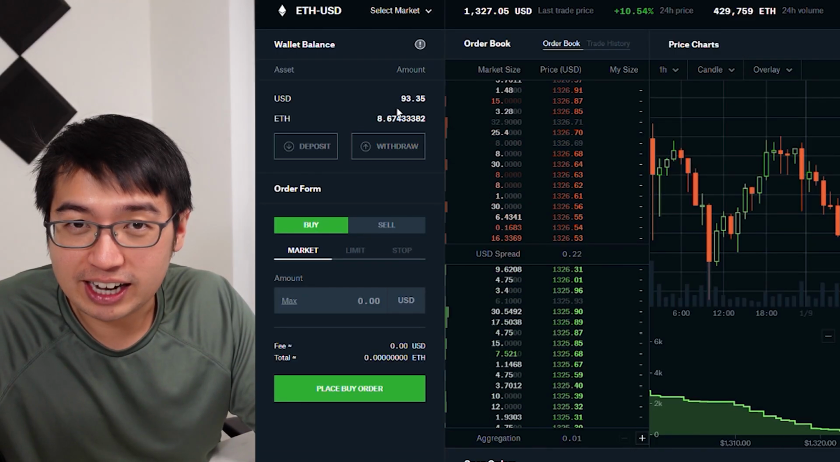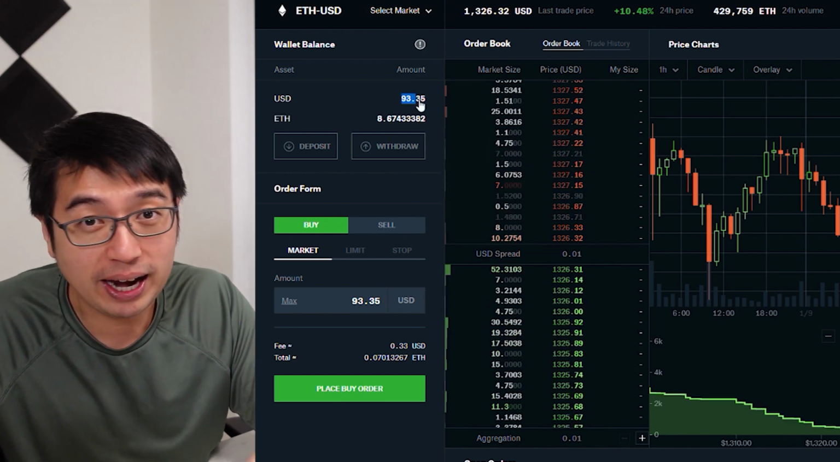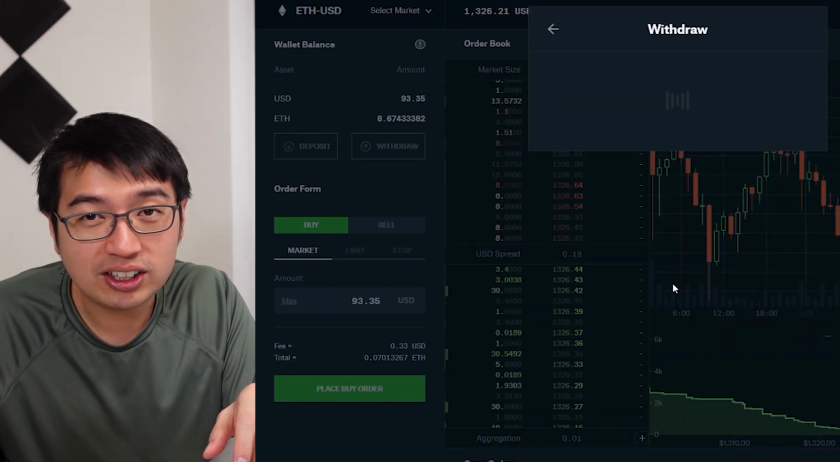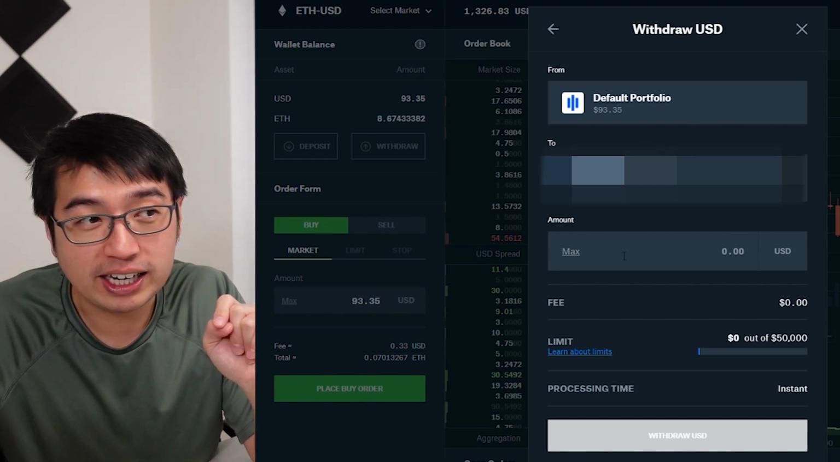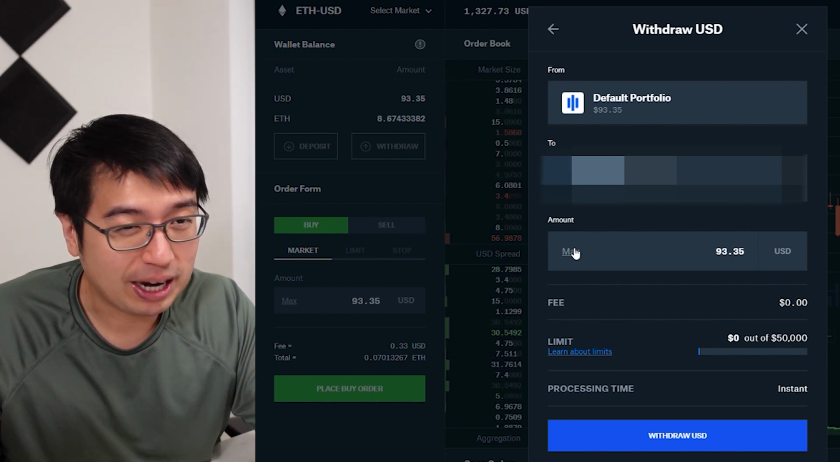If you want to convert any of your cryptocurrency back into cash, you're going to need US dollars, euros, or GBP, basically an actual currency that your bank works with. My bank works with US dollars, so I need to withdraw US dollars. Right now I have a balance of 93 US dollars in my Coinbase Pro account, and then I can withdraw that back to my bank. To withdraw it, all you have to do is hit withdraw, select US dollar, bank account, and then it goes to my default portfolio and to the bank of my choice. Since I have $93 available, I'm going to withdraw all $93 back into my bank account.